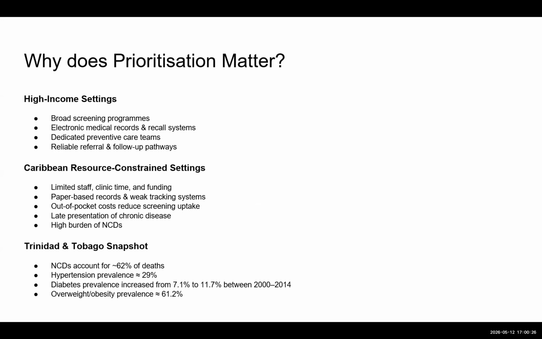Okay, so why does prioritization matter? In high-income countries, screening programs are usually supported by strong healthcare infrastructure. Clinics often have electronic medical records where patients have access to all medical investigations at their fingertips, automated recall systems, reminder notifications, and dedicated preventative care staff. They also have reliable specialist referral pathways, and this allows them to implement broad population-wide screening programs more effectively.